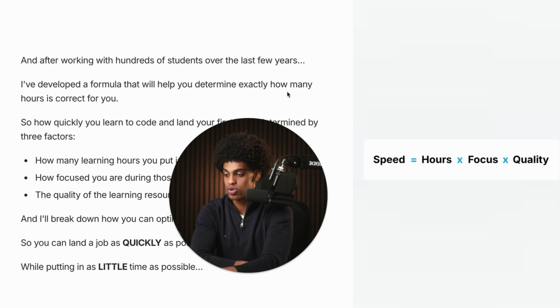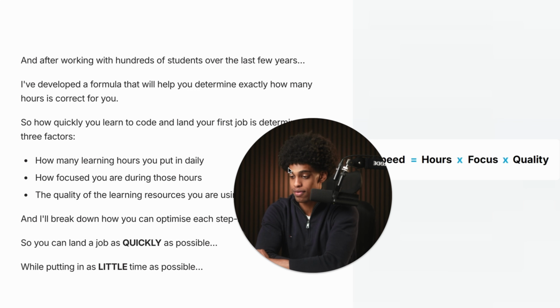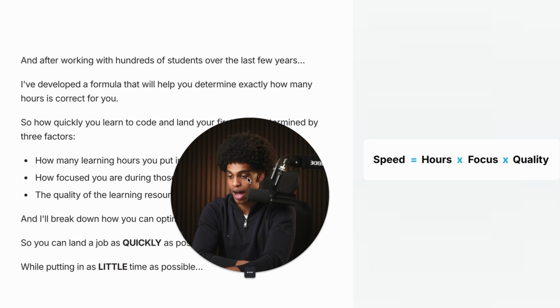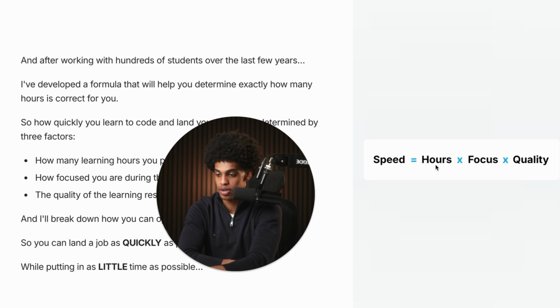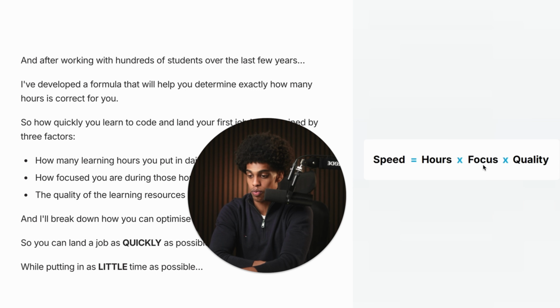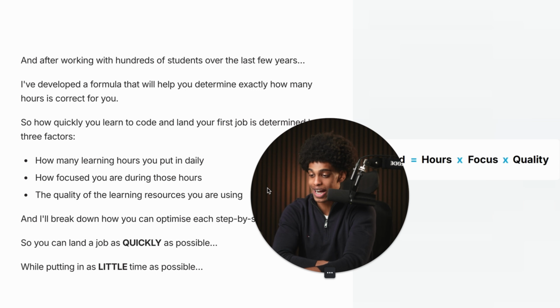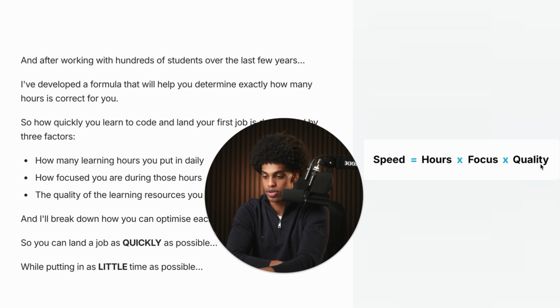So how quickly you learn to code and land your first job is determined by three main factors. The first is how many learning hours you put in per day, as you can see here. And the second is how focused you are during those hours, which is what we see here. And then third is the quality of the learning resources you are actually using to learn, which is what we see here. So in a nutshell, how quickly you land your first coding job depends on how many hours you're putting in, how focused they are, and how high quality the learning resources you are using are.